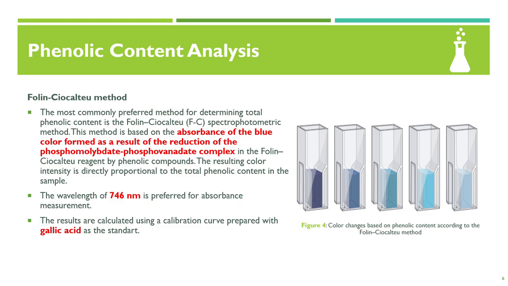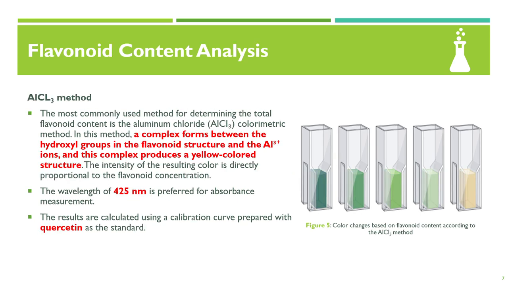Total phenolic content was determined using the Folin method. This method is based on the reduction of the phosphomolybdate and phosphotungstate complex formed after the reaction between phenolic compounds and Folin reagent, resulting in a blue-colored product. Absorbance was measured at 746 nanometers, and gallic acid was used as a standard compound.